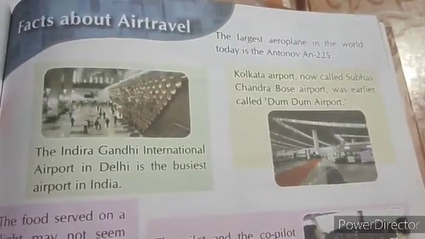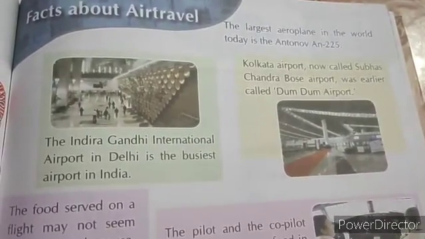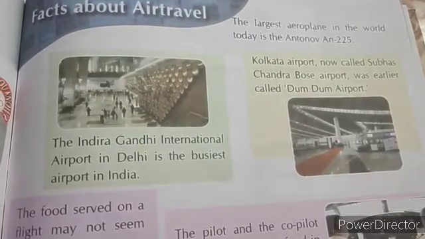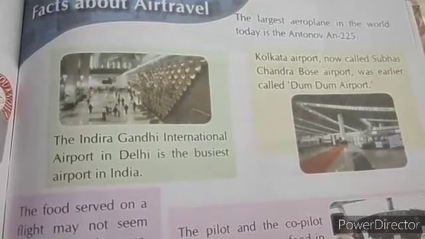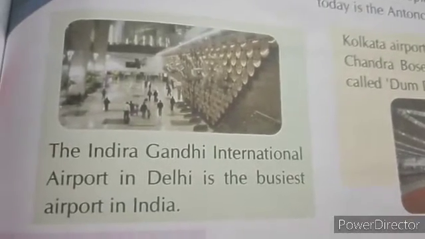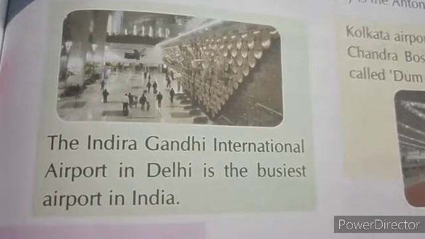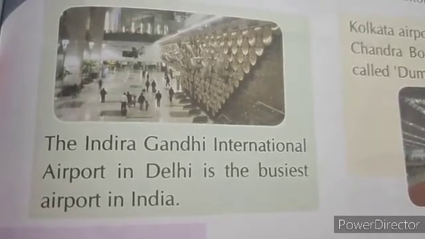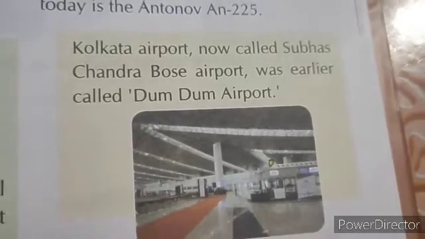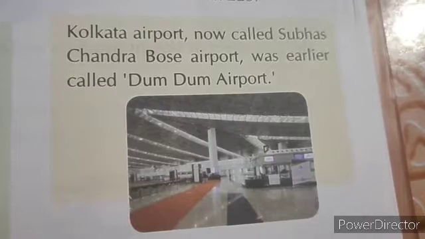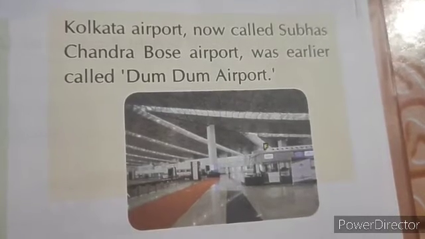Facts about air travel. The largest aeroplane in the world today is the Antonov An 225. The Indira Gandhi International Airport in Delhi is the busiest airport in India. Kolkata Airport, now called Subhash Chandra Bose Airport, was earlier called Dum Dum Airport.